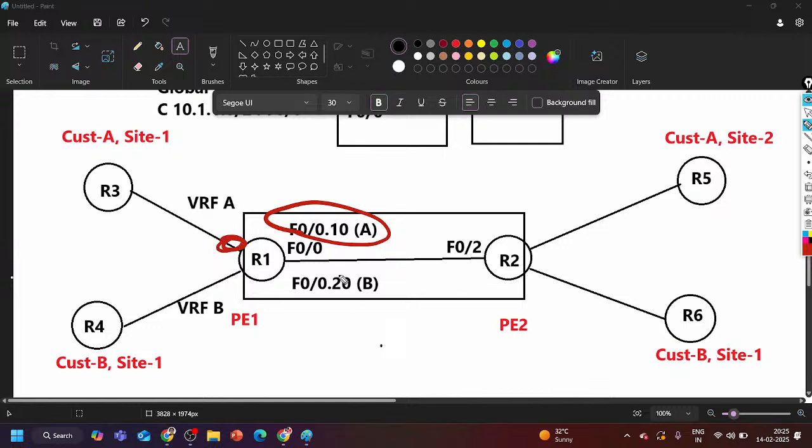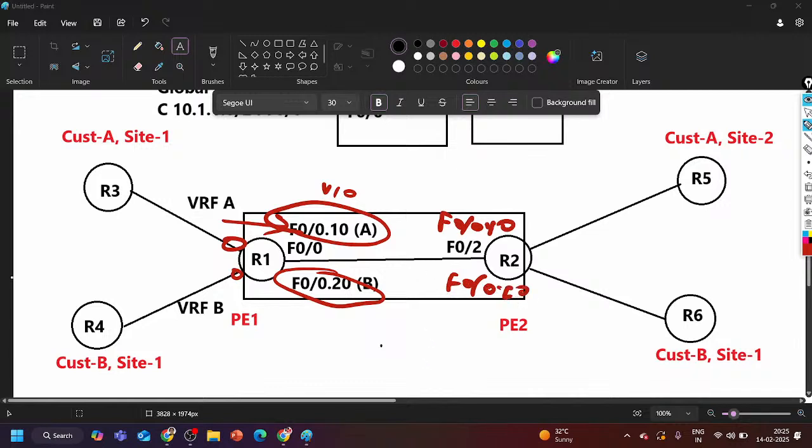Can this interface communicate with this interface? No, both are in different VRFs, right? And this interface can communicate with this interface, both are in the same VRF, correct? So whatever prefixes I advertise from this interface, maybe I have configured .1Q on this interface for VLAN 10, and here I have a similar .10 configuration for VRF A and F0/0.20 for VRF B.